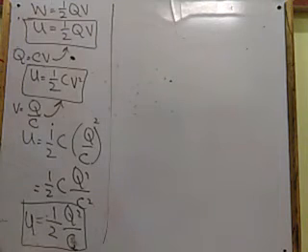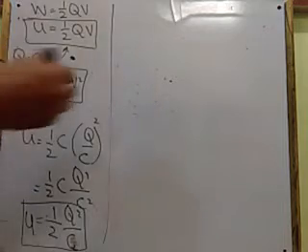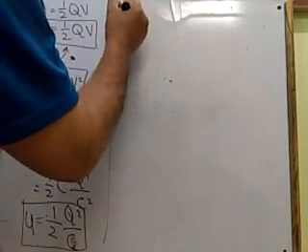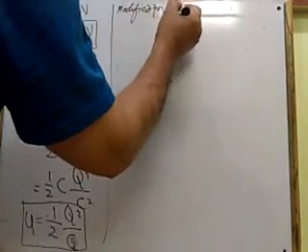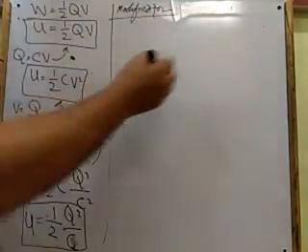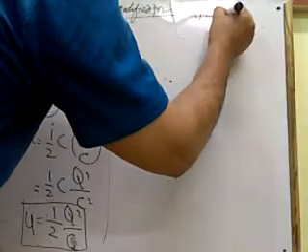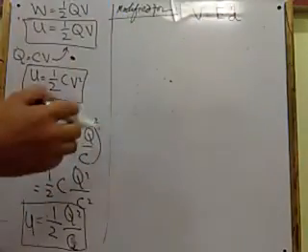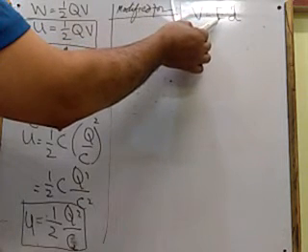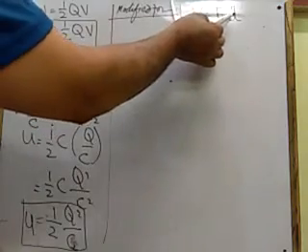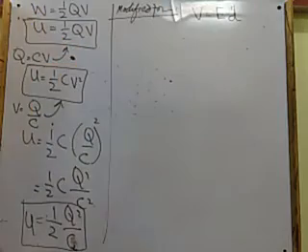Now, having a new concept of electrical energy in itself, we can have a modified form. We know that V is equal to E into D from the concept of potential gradient. This is V, the potential difference, this is E, the electric field intensity of the electric field between the plates, and this is D, the distance between the plates.